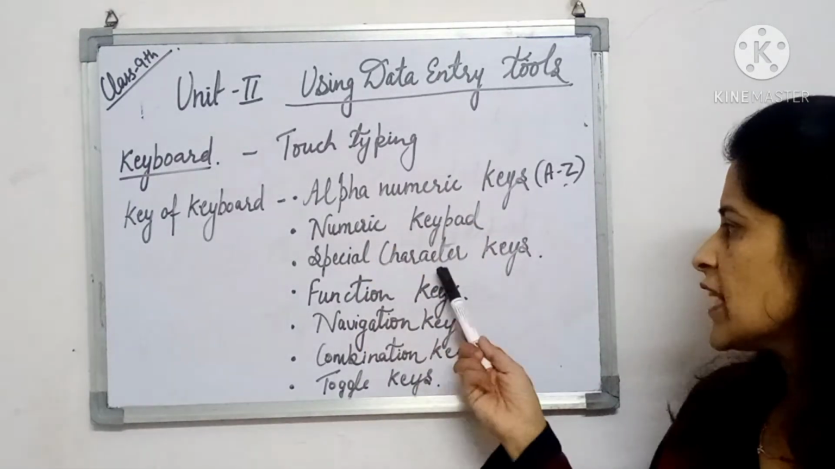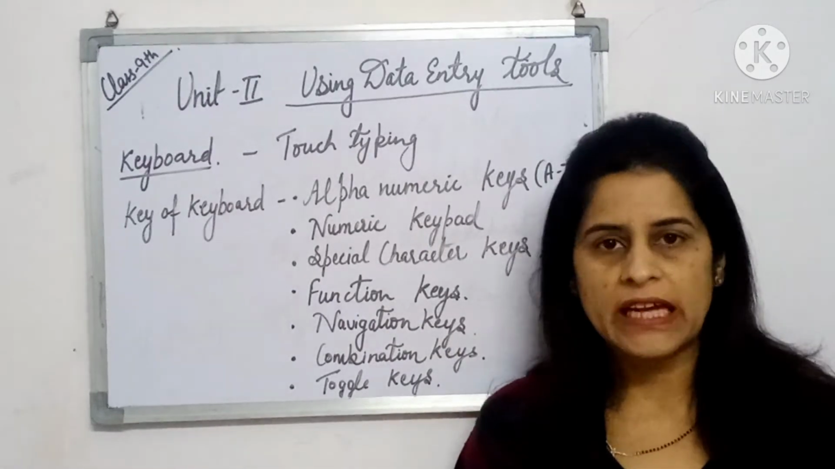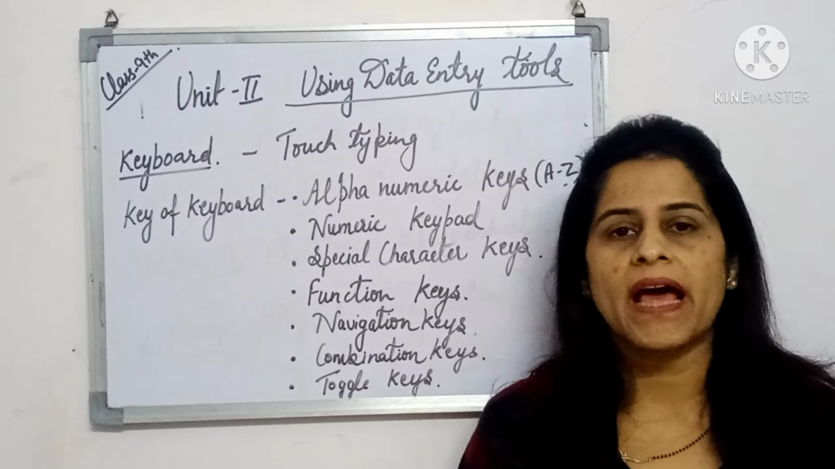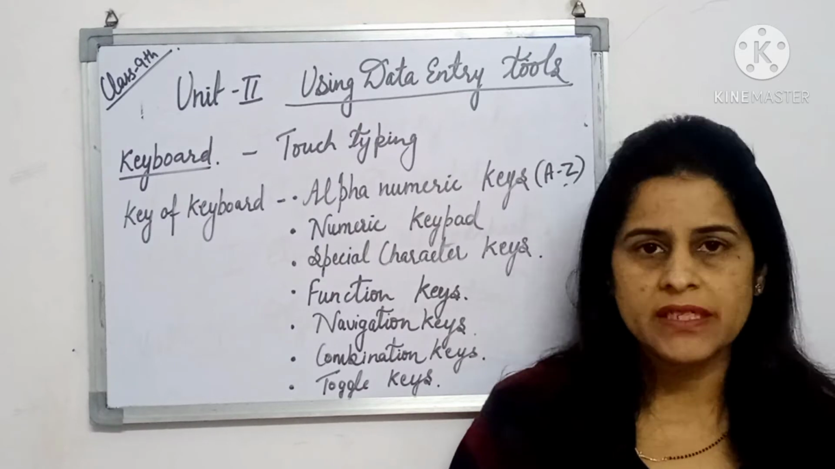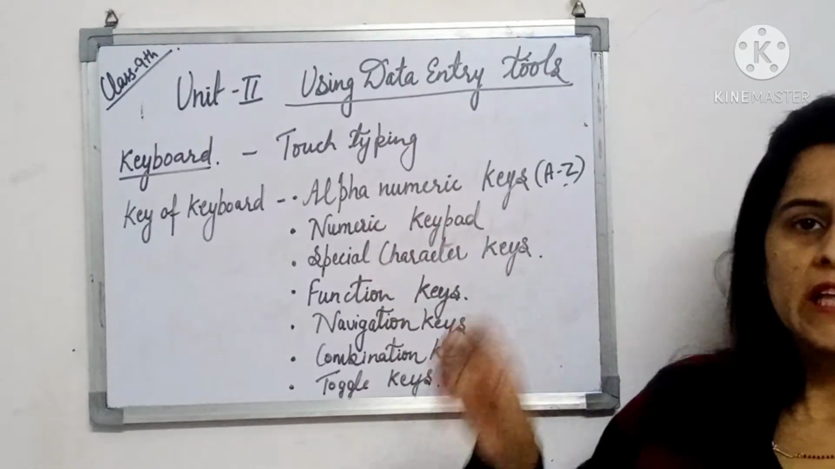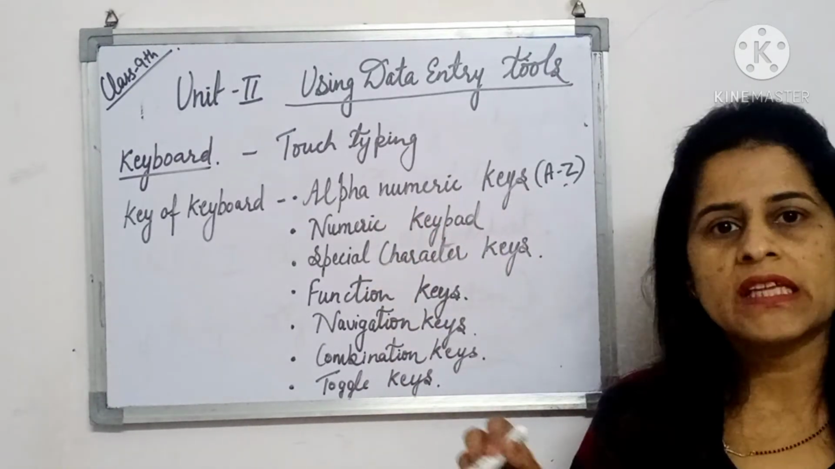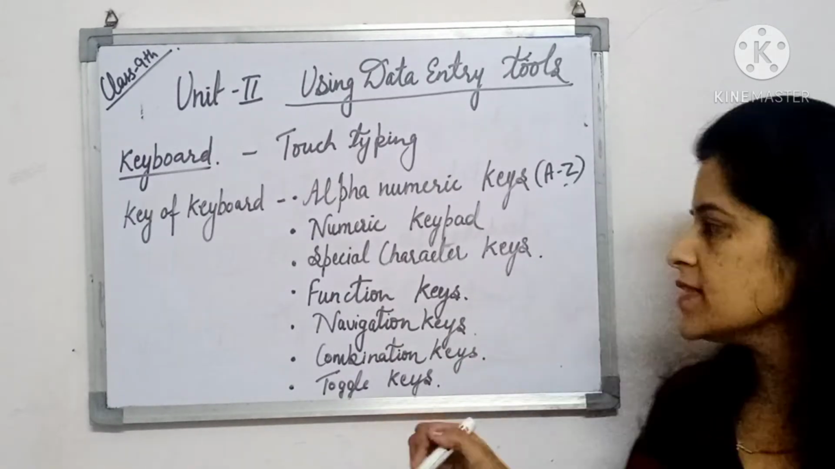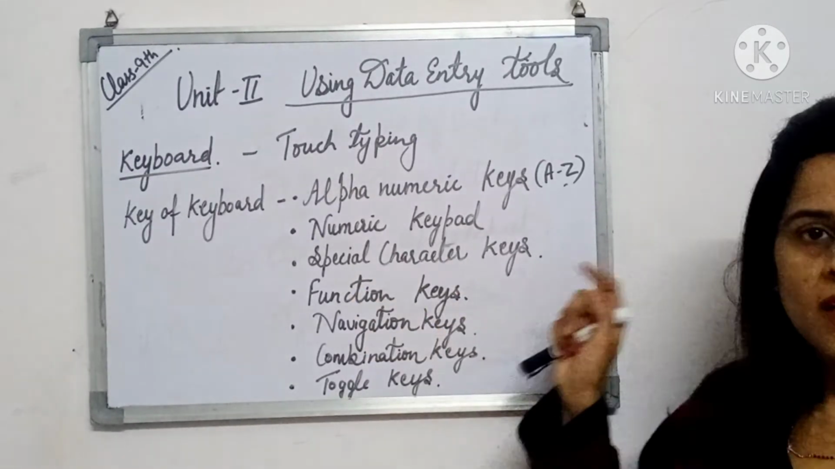Next are the special character keys. There are some special character keys, like brackets, plus, minus, multiply, slash, @, ampersand. So these keys are at the upper row of the alphanumeric keys, and by using these keys you can print the special characters. They are known as the special character keys.